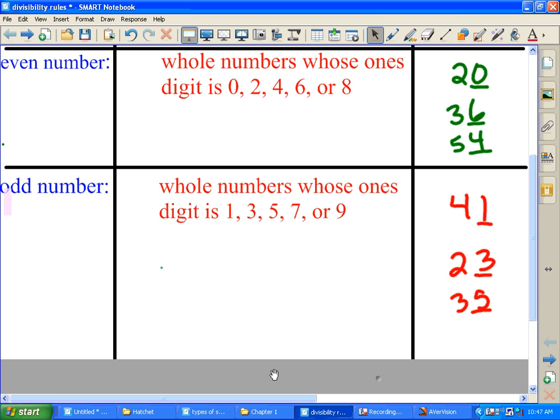So if it ends with a 1, a 3, a 5, a 7, or a 9, it is called an odd number. So yes, all numbers are either odd or even. 1 is odd, 2 is even, 3 is odd, 4 is even, 5 is odd, 6 is even. Notice it goes back and forth. So odd numbers are whole numbers whose ones digit is a 1, 3, 5, 7, or 9.